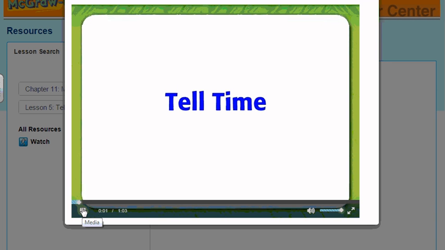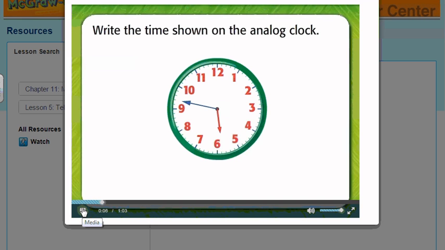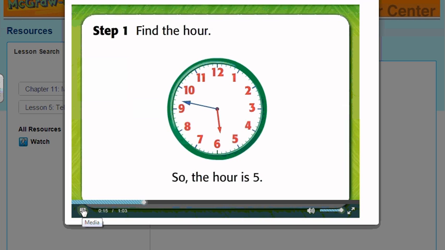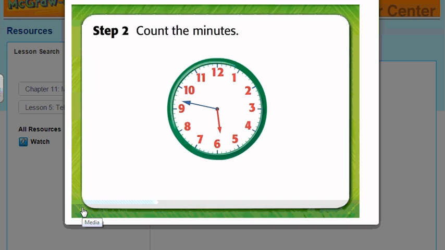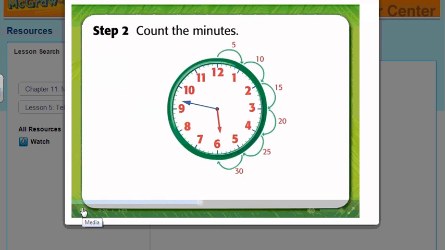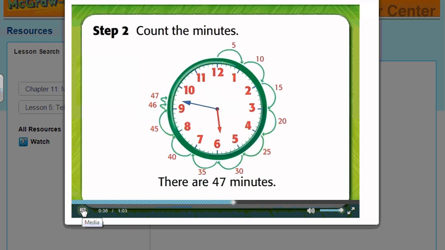Tell time. Write the time shown on the analog clock. First, find the hour. The shorter hand is the hour hand. It has passed the 5, so the hour is 5. Next, count the minutes. The longer hand is the minute hand. Start at 12. Count by 5s, then count by 1s. 5, 10, 15, 20, 25, 30, 35, 40, 45, then 46, 47. There are 47 minutes.